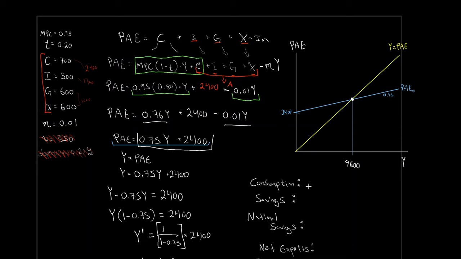We're going to have a consumption function of marginal propensity to consume. That's 0.95 times our disposable income. So that's 1 minus my tax rate of 20% times my income plus my autonomous consumption, little c there, of 700.